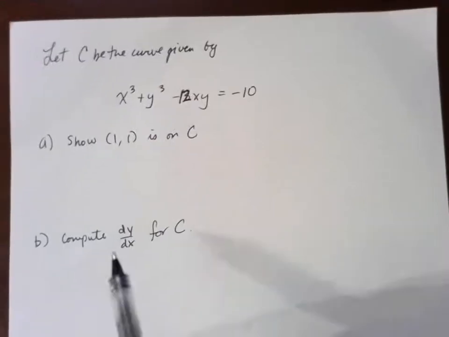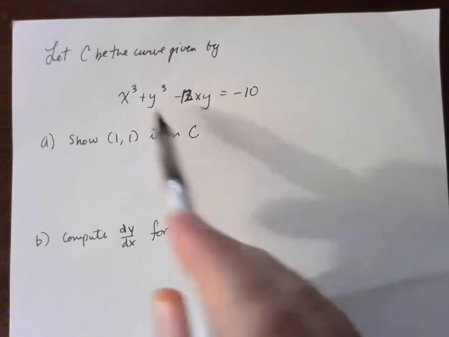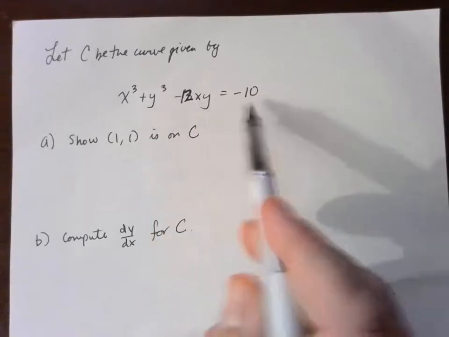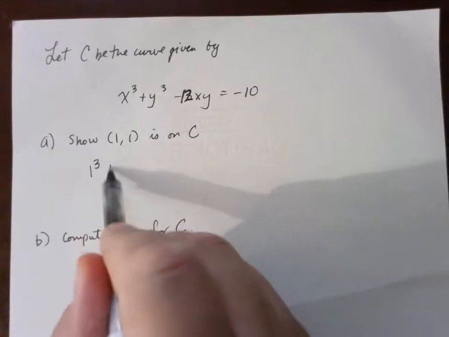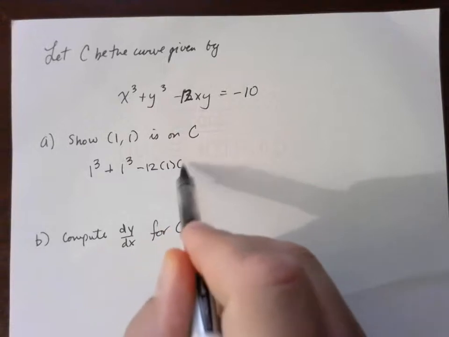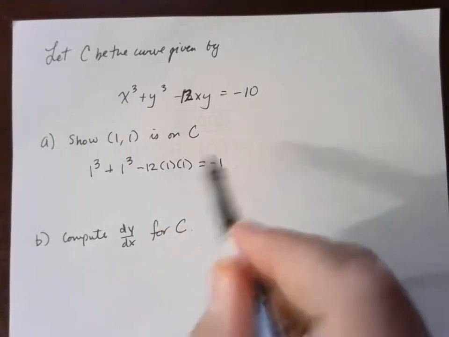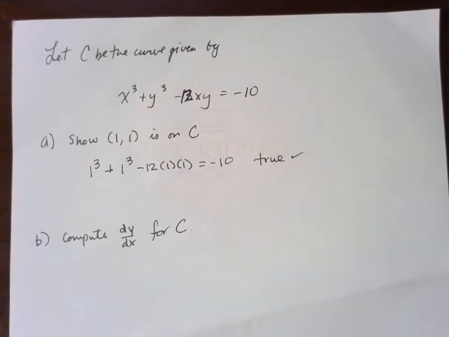So part A. First, we're going to show 1, 1 is on the curve. Well, that just means plug 1, 1 into this and show it satisfies the equation. Both sides will be equal. So I get 1 cubed plus 1 cubed minus 12 times 1 equals -10. And this is true. And so that means 1, 1 is on the curve C. This is 1 plus 1 minus 12.